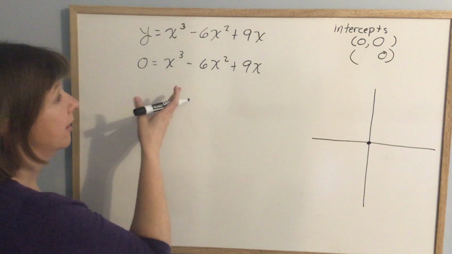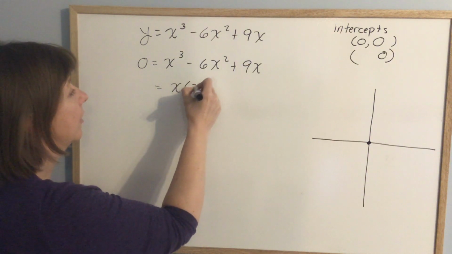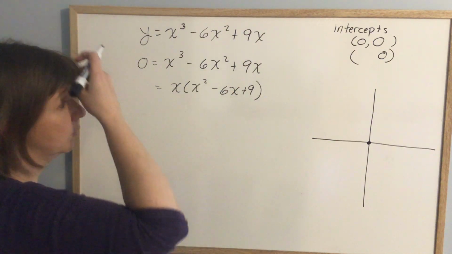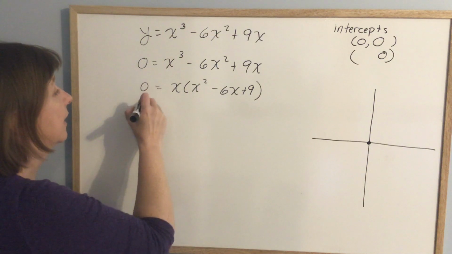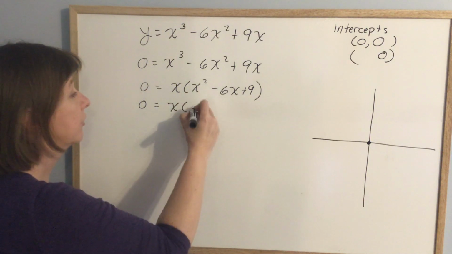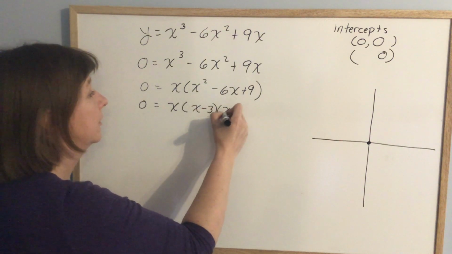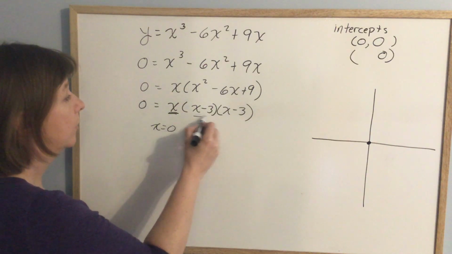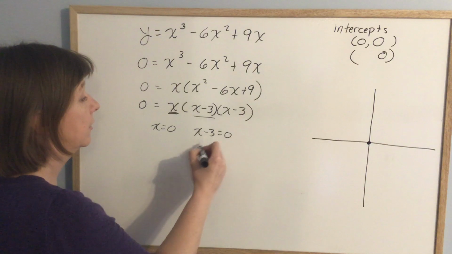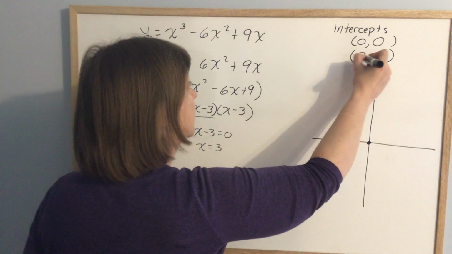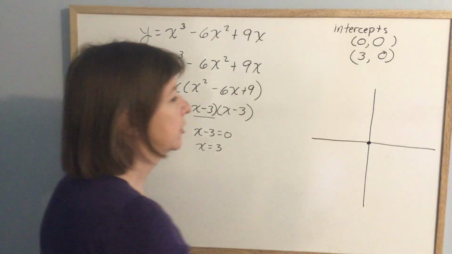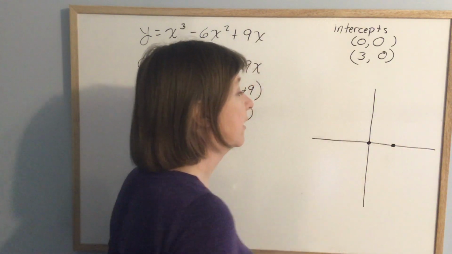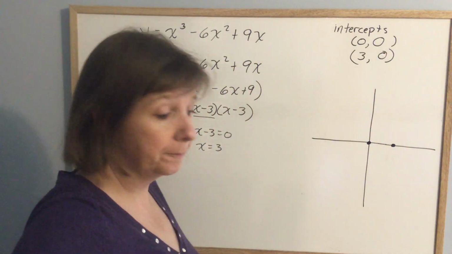If I'm going to solve for x here, I'm going to take x out as a common factor, and I would get x squared minus 6x plus 9, and then I would factor this to be x minus 3 and x minus 3. So either x could equal 0 or x minus 3 could equal 0, so x would be 3. This one would be the same, so no need to do it twice. So I have intercepts at (0, 0) and (3, 0). So I've already found intercepts.